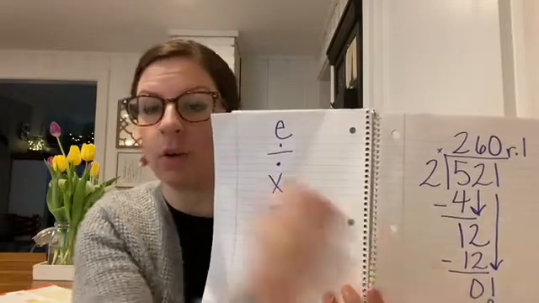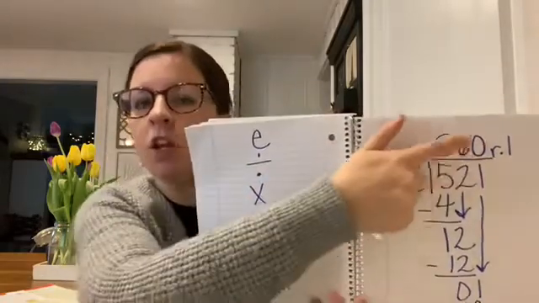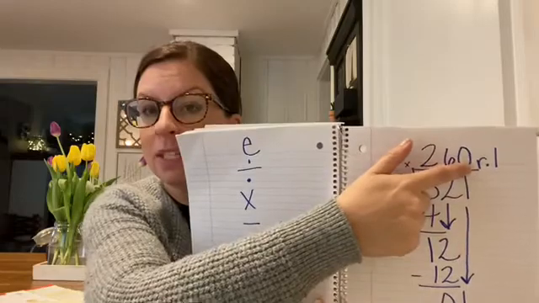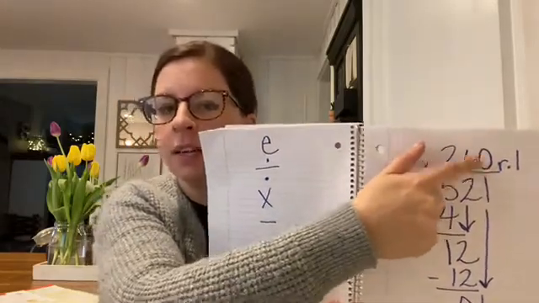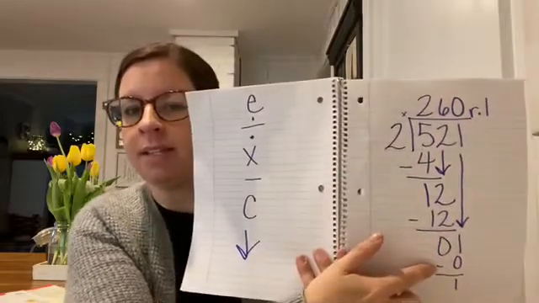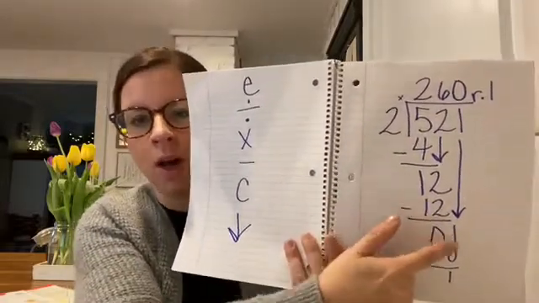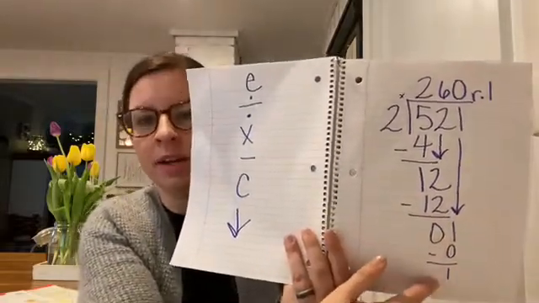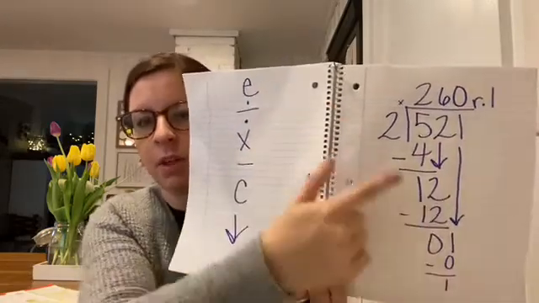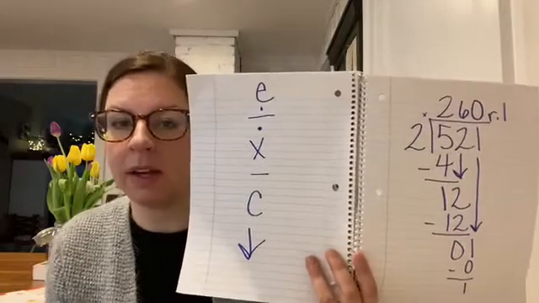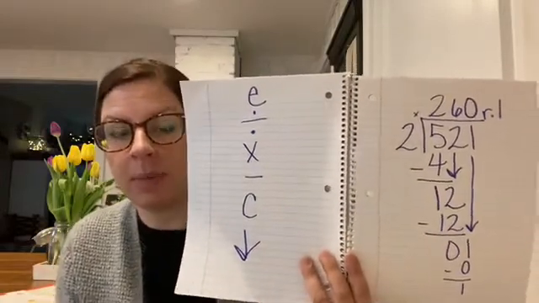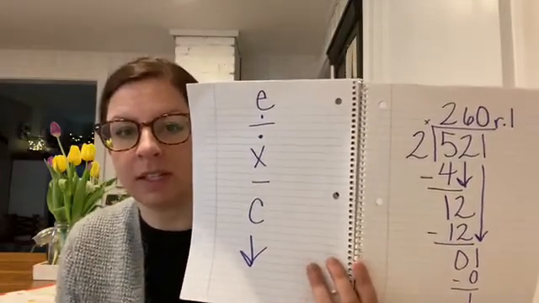It doesn't. It goes in 0 times. So I need to put the 0 up there because it goes in 0 times. I can't forget about that 0. 0 times 2 is 0. 1 minus 0 is 1. I compare, it's smaller. There's nothing left to bring down, so my remainder is 1. So 521 divided by 2 is 260, remainder 1.